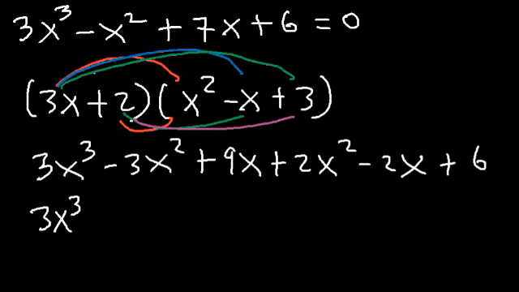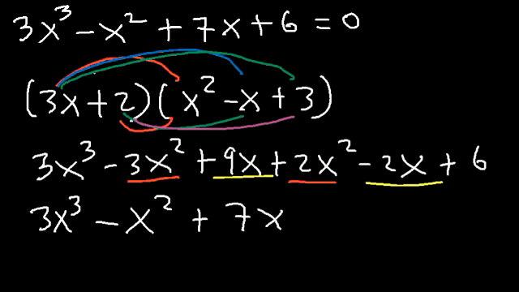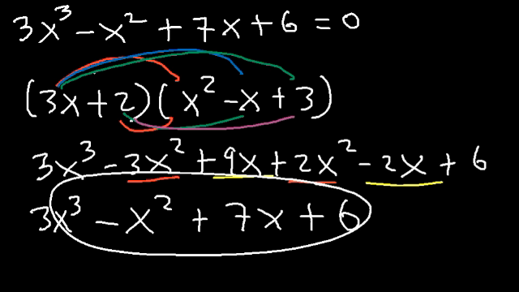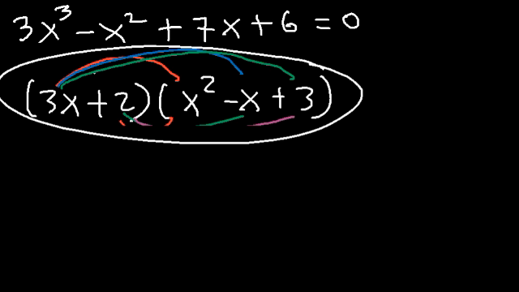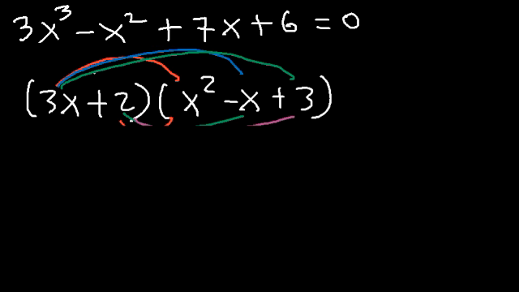Now let's combine like terms. So we can combine negative 3x squared and 2x squared. That's going to be negative x squared. And then 9 minus 2 is 7. So notice that we get the original polynomial, which means that this is the correct answer in factored form.